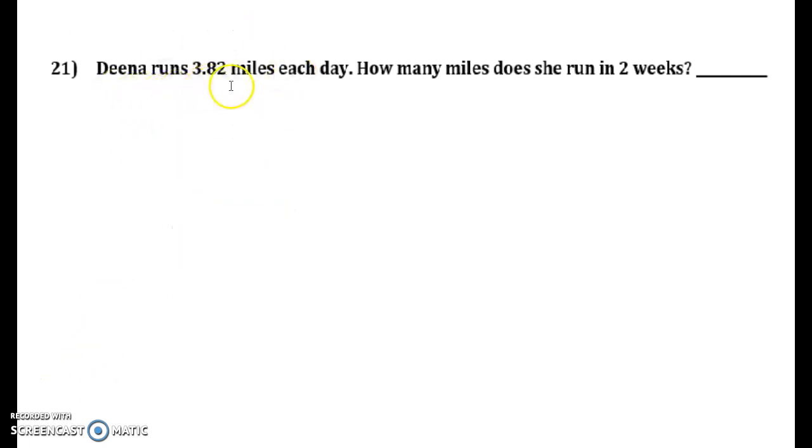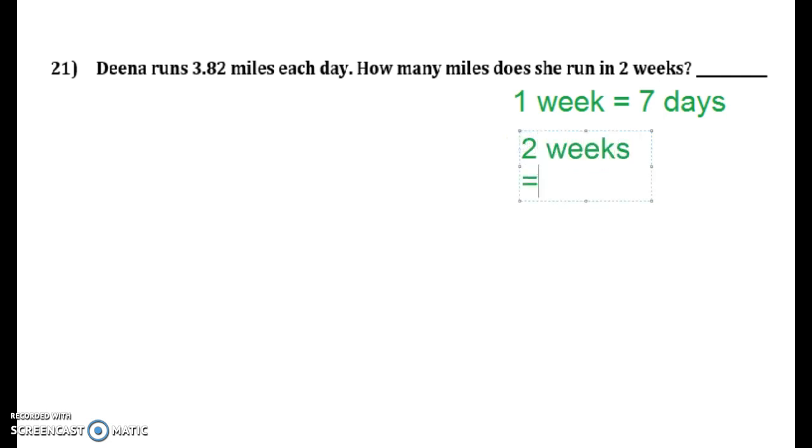Dina runs 3.82 miles each day. How many miles does she run in 2 weeks? Well, think of that. How many days are there in 1 week? 7 days, right? Sunday, Monday, Tuesday, Wednesday, Thursday, Friday, Saturday. 7 days in 1 week. So if it's 2 weeks, we're just going to multiply that by 2. And hopefully most of you guys know this. It's going to be 14, right?